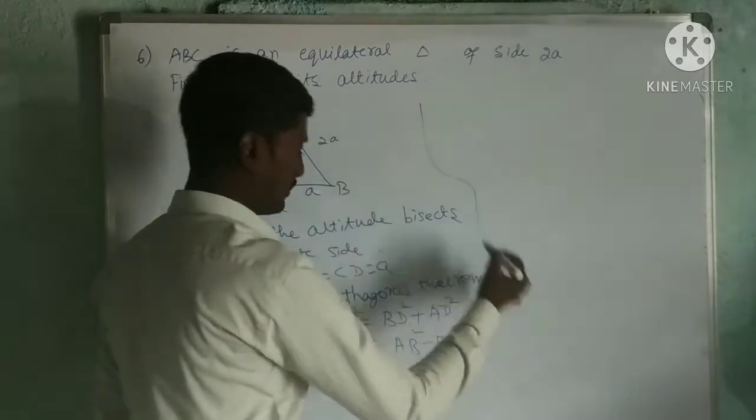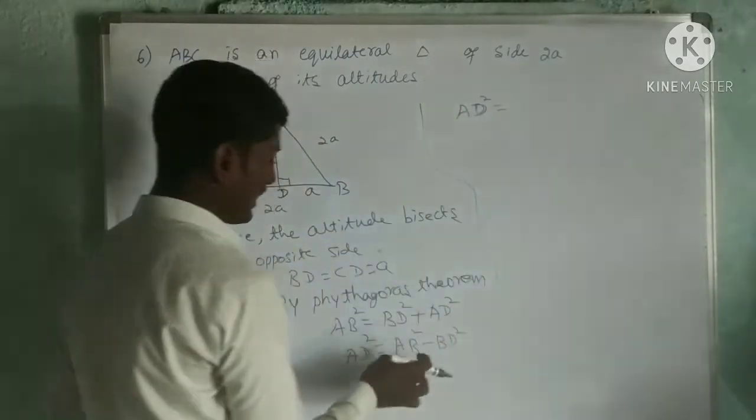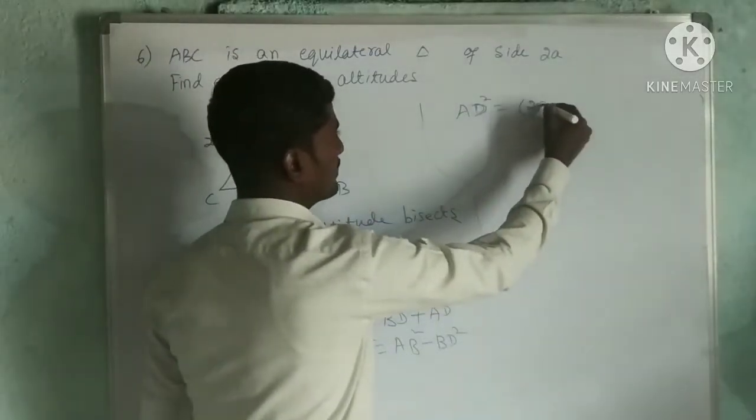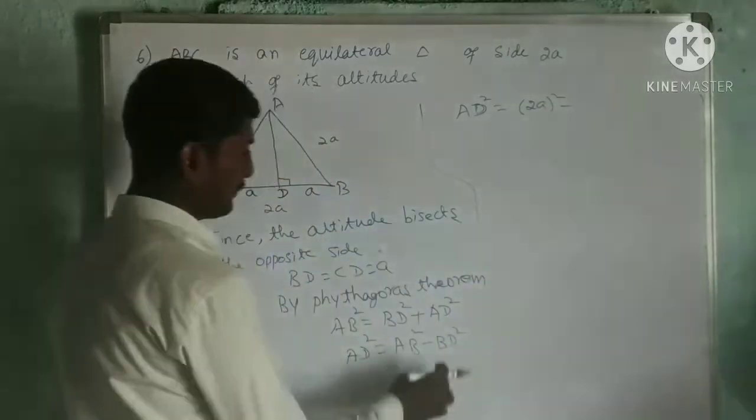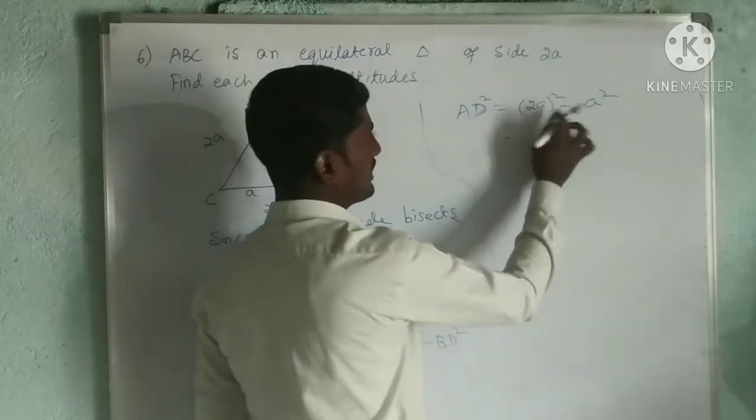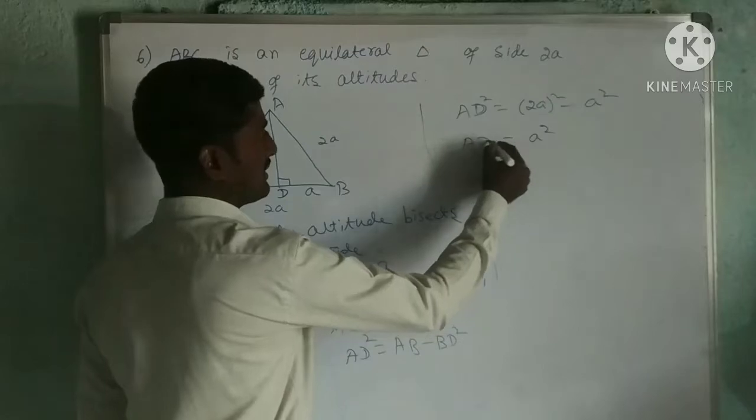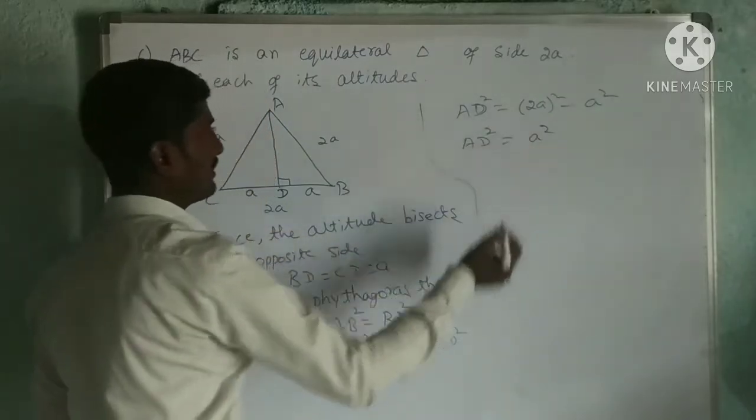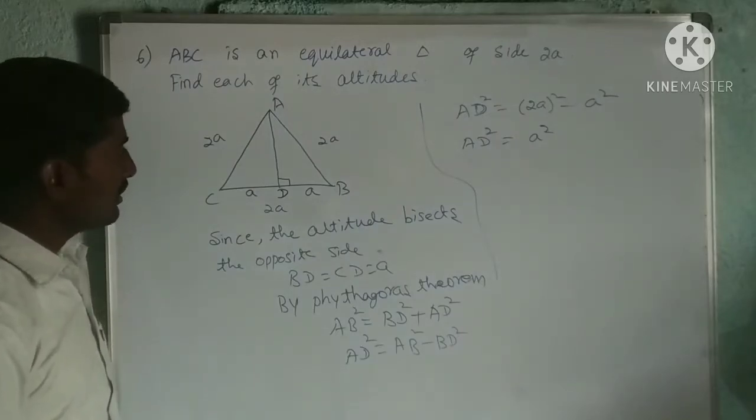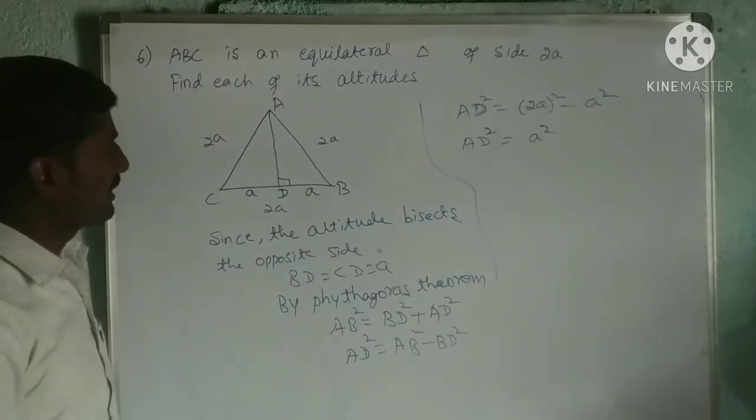Now AD square is equal to AB square. What is AB here? AB is 2A, so 2A square minus BD square. BD is A, so A square. Now 2A square minus A square, that will be A square. This is AD square. What did I get for AD square? A square. Now what do I want? I want AD only.